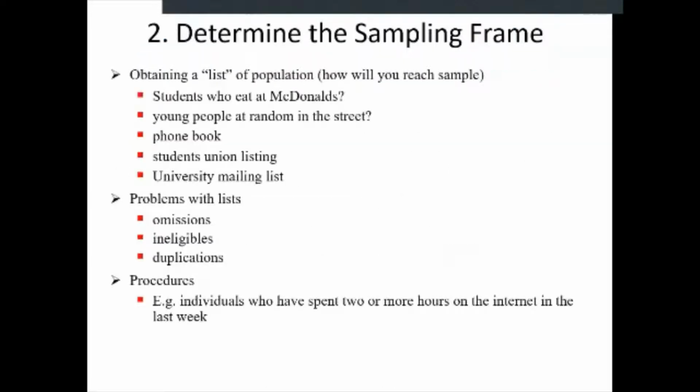And the second step, you have to determine the sampling frame. Sampling frame: after deciding who is your population and what exactly the nature of the population is, then you have to determine the sampling frame. Sampling frame means you have to collect the list of the population. For some respondents, we cannot trace the list of the population. A list is nothing but the exact details of the population.